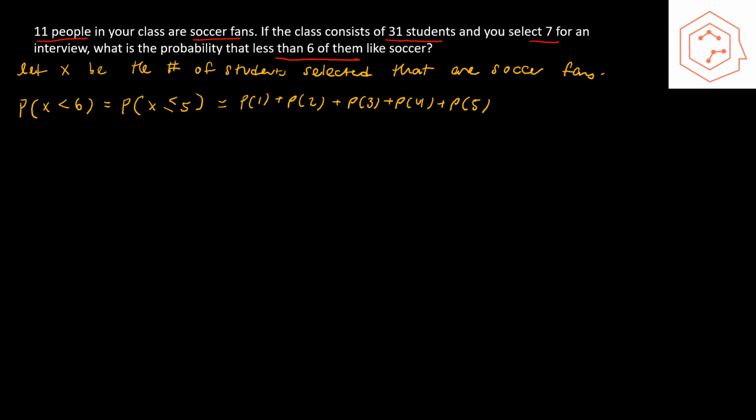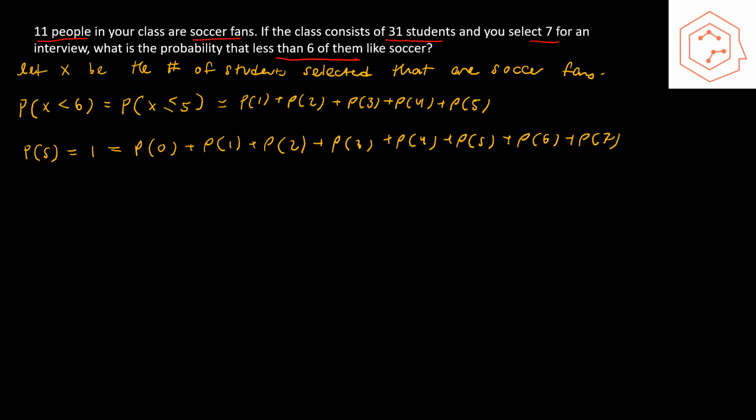So what we can realize is that if we consider our entire sample space, or all the possibilities in these selections, we're going to have 8. So our sample space, the probability over here, is going to equal 1, since it's all the possibilities that can occur. It's going to equal the probability that 0 of those selected are soccer fans, plus 1, plus 2, plus 3, plus 4, plus 5, plus 6, plus 7. So that encompasses all the possible outcomes in our experiment, and so if we add all these probabilities together, we'll get 1.